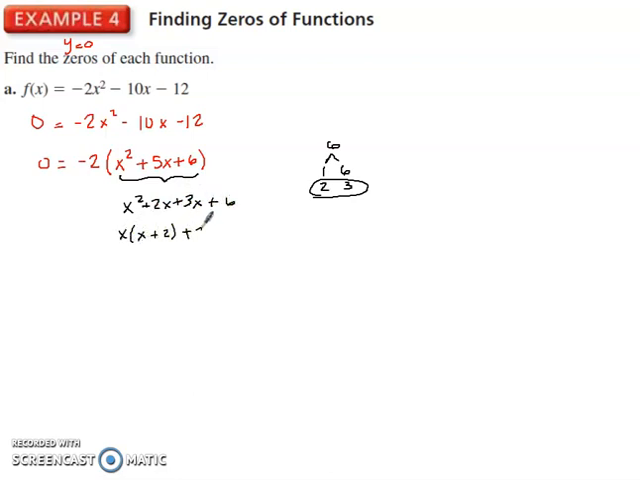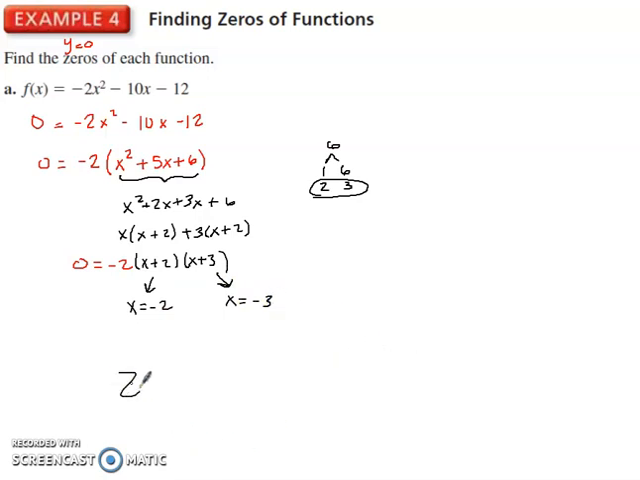And factoring by grouping, I see that x plus 2 is repeated. So I've got x plus 2, x minus 3. So in factored form, I've got negative 2 times x plus 2, x plus 3. So that tells me that x could either be negative 2 or x could be negative 3.